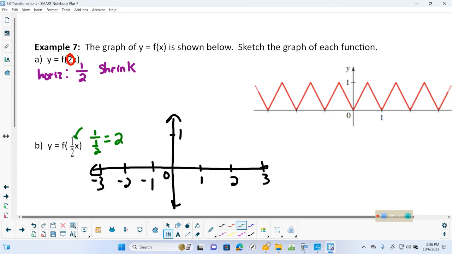Okay, so this time, of course, your original triangles between 0 and 1, well, we're going to double it out. So our first triangle is going to go all the way from 0 to 2. And then it would be 2 to 4. 0 to -2. -2 to -4. So it widens it out. Nobody judge my drawing skills.